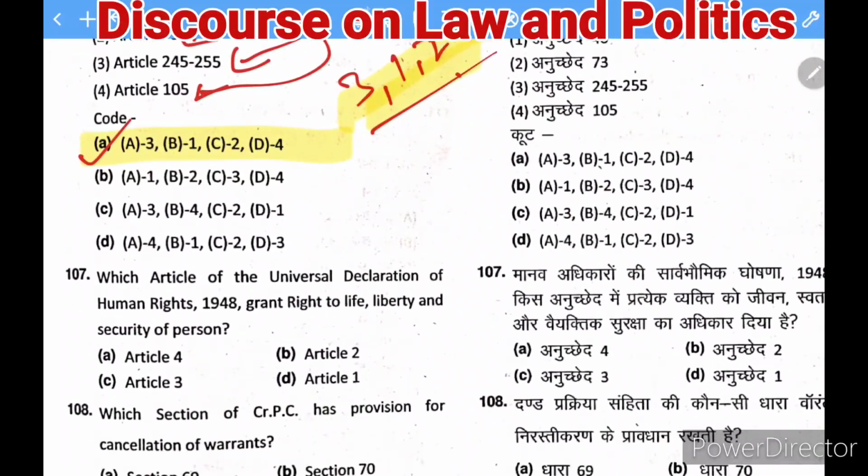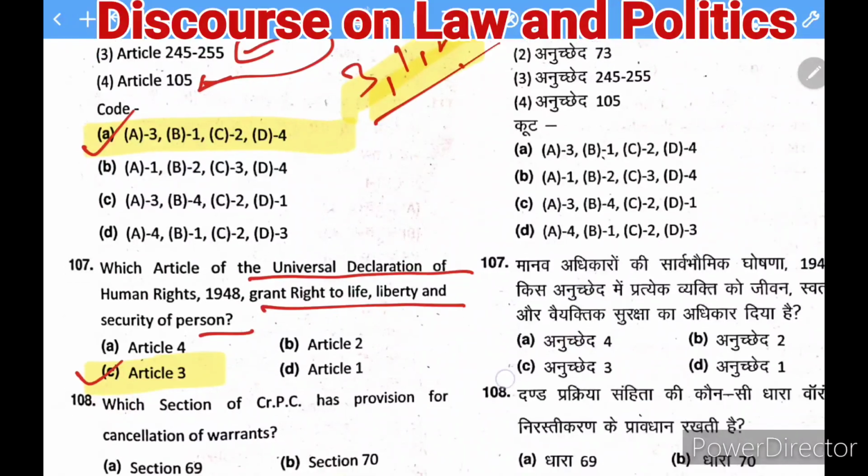Now the next question is, which article of the UDHR grants the right to life and liberty and security of person? So my dear friends, this question is not coming from the UN. It is coming from one of the international covenants or declarations called the Universal Declaration of Human Rights. For that, it is Article 3. So this is a very surprising question. Normally they do not ask questions from the UDHR, but this time they have asked. So it is Article 3 of the UDHR.